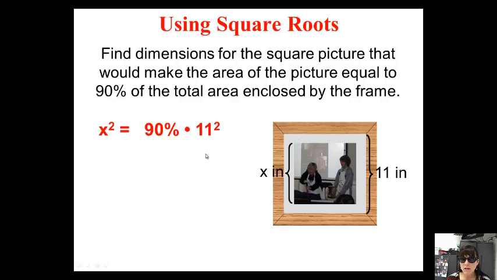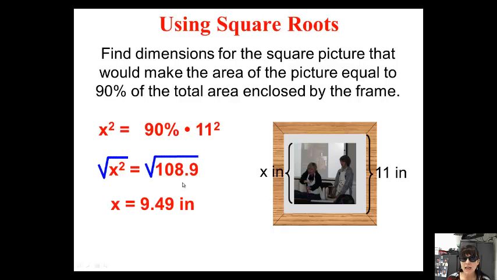So 11 squared is going to be 121. 90% of that is 108 and 9/10. Take the square root of both sides. We get x equals 9 and 49/100 inches.